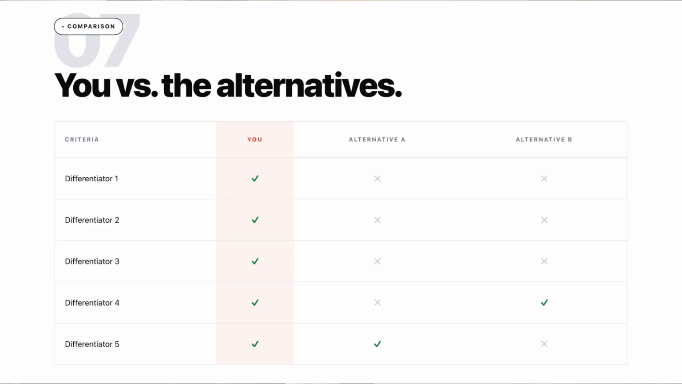So 3 sections that we're going to put towards the end of our landing page. The first is a comparison table. So the main question that buyers have at this point is, okay, I'm interested, but what about the different options out there?